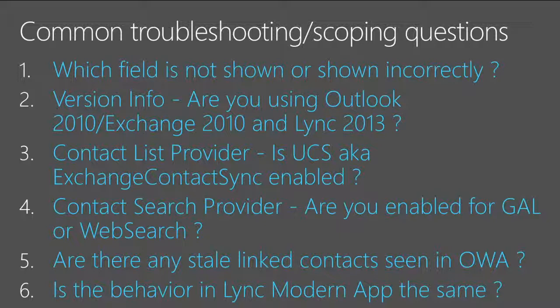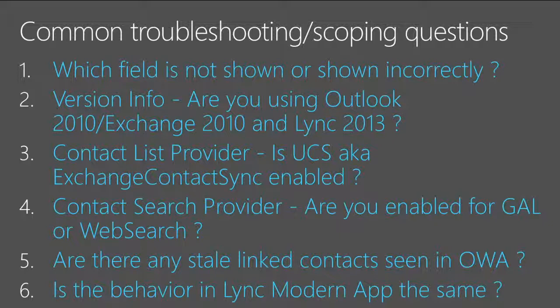Another thing that we check for is contact search. There are two options in contact search as well, web service and GAL search. In online, web search is enabled by default, and web search is what is used. For on-prem, a lot of customers are used to GAL, and they like to use the GAL because one of the factors that decides between the two is normalization of numbers.